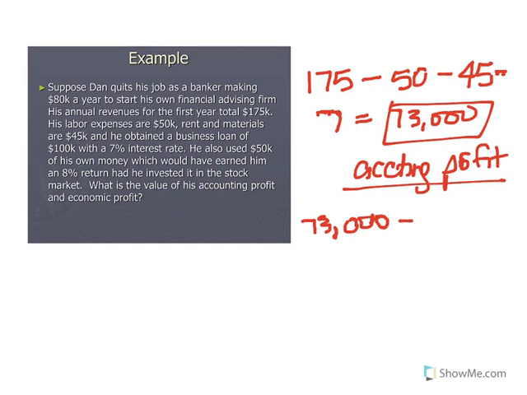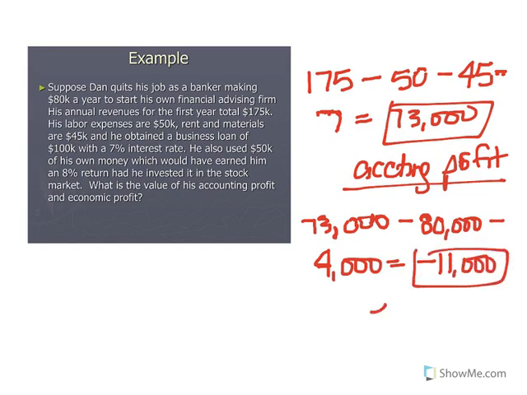$73,000, and now subtract out any opportunity costs that are not being accounted for. So it says he would have made $80,000 had he just stayed at his previous job, and it says that he would have earned an 8% return on his $50,000, and so 8% of $50,000 is $4,000. So 73,000 minus the 84,000 is actually a negative 11,000.